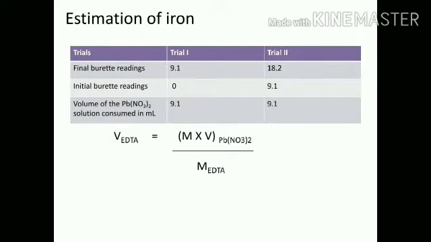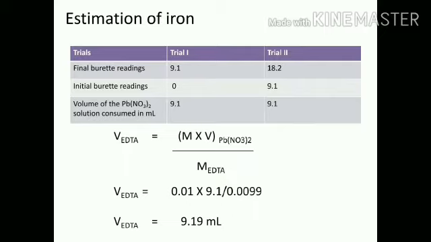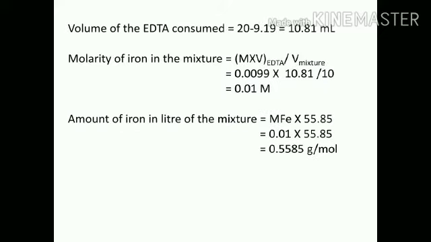From burette readings, volume of EDTA was calculated by multiplying molarity of lead nitrate with volume of lead nitrate and dividing it by molarity of EDTA. The volume of EDTA consumed is equal to 20 minus 9.19, which is the volume of EDTA calculated, which gives the value of 10.81 ml.